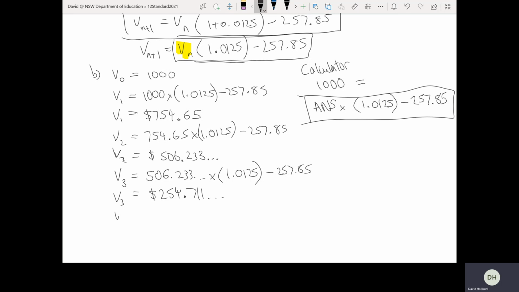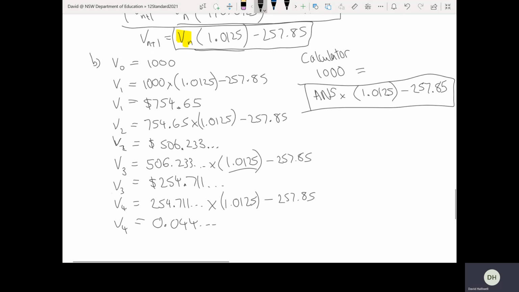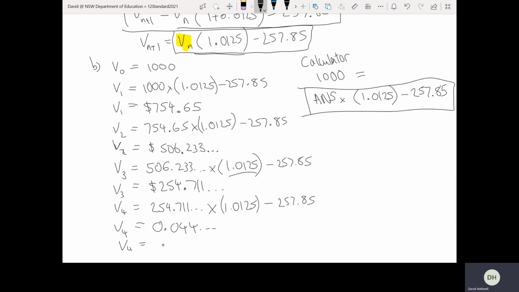And that's V sub 3, and then V sub 4, which is what we want, 254.711... we times by the 1.0125 and minus 257.85. And when we do that in our calculator, you should get 0.0449... Okay, which, now that I've got my final value, I'll write it to the nearest cent, which is 4 cents to the nearest cent.